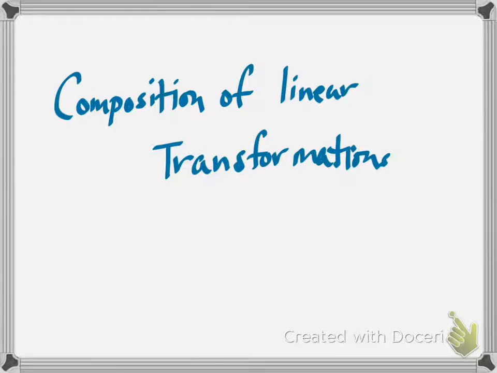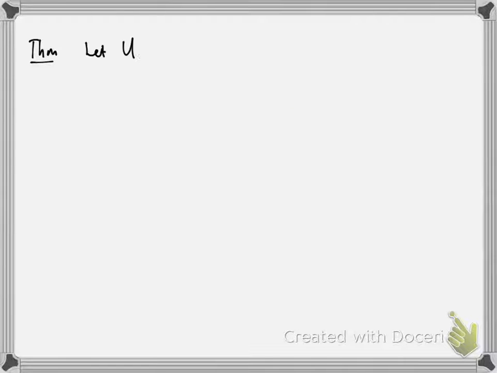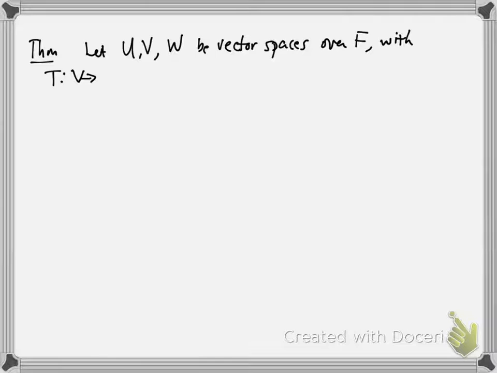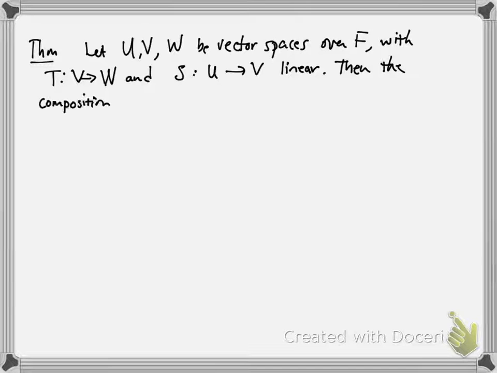So let's talk about composition of linear transformations. First, a theorem. Suppose U, V, and W are vector spaces over a field F with linear transformations T going from V to W and S going from U to V. Then the composition of those maps, T of S, we'll call it R, is a linear transformation itself. And so here's the proof.